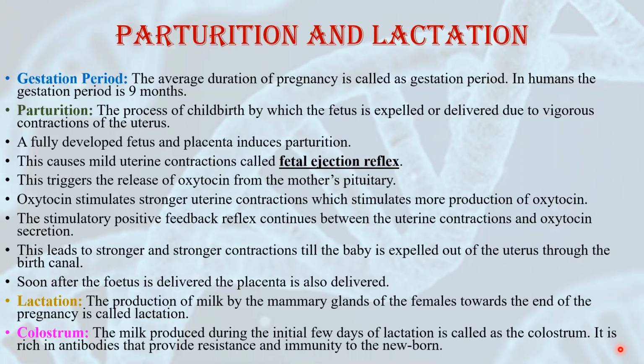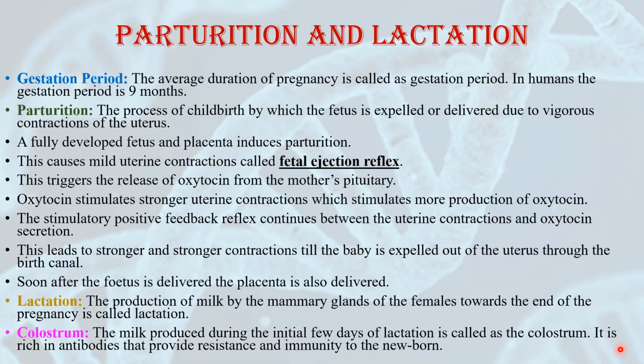Now, how does this start? If the fetus is completely developed, the fetus and the placenta will induce parturition. The fetus itself will give signals to our body that now it is ready to come out of our body. Now what happens when they give signals? At that time there will be mild uterine contractions. The uterus will start to contract and these will be very mild. So the mother will come to know that now the time has come. And when these mild uterine contractions start, it is known as fetal ejection reflex. The fetus is ready to get ejected of the body.